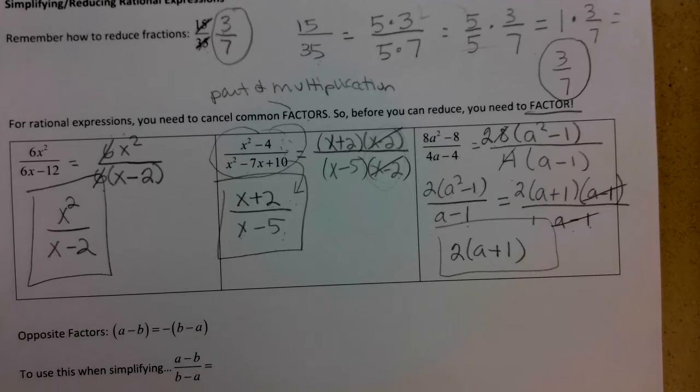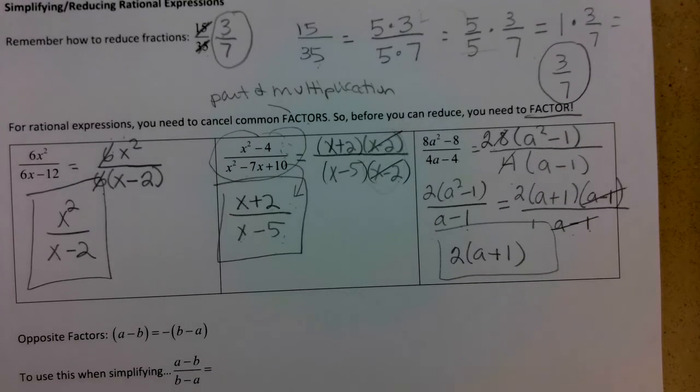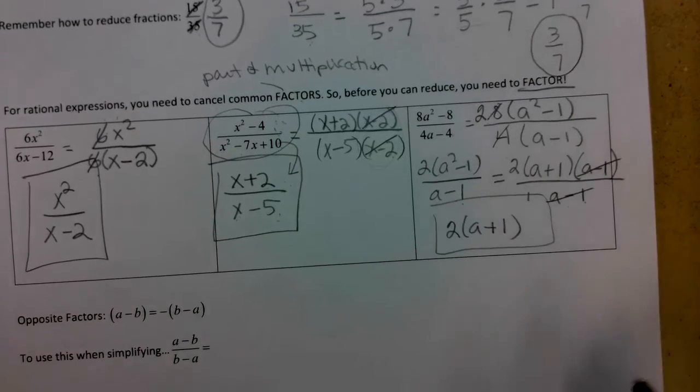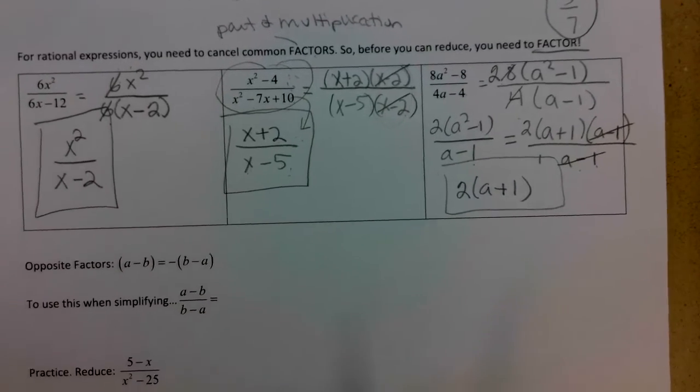You want to be a little bit careful. If you cancel everything out of a numerator, you need to leave a 1 in the numerator. We're leaving a 1 in the denominator here too, but we don't write denominator 1s. We can leave those off. They're extra.